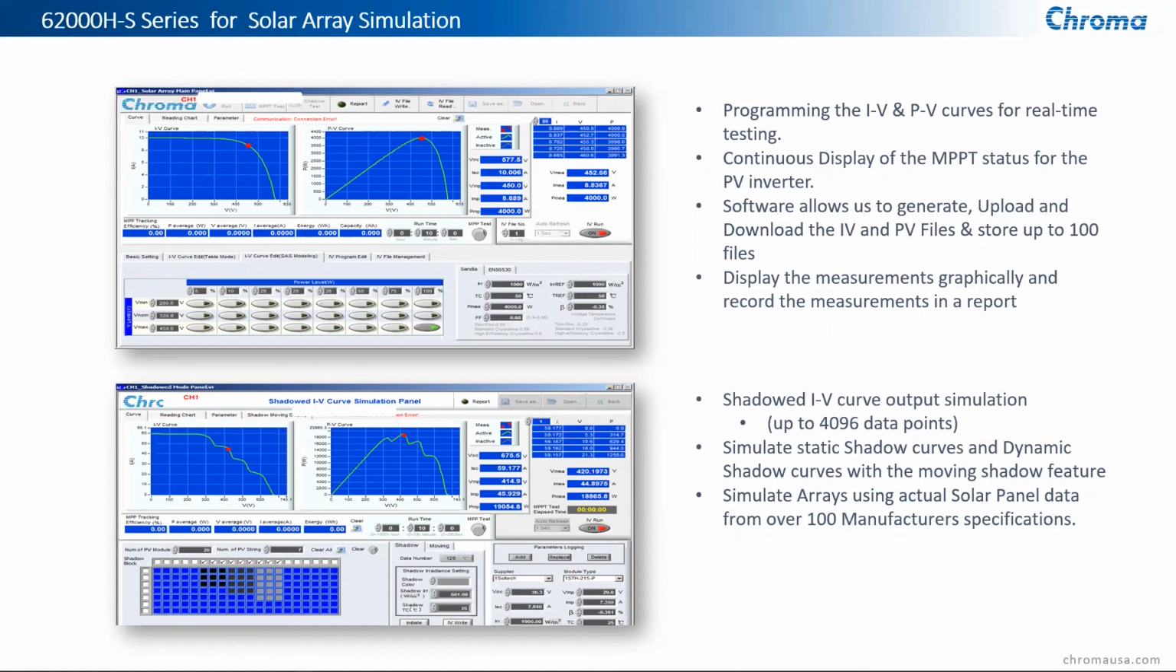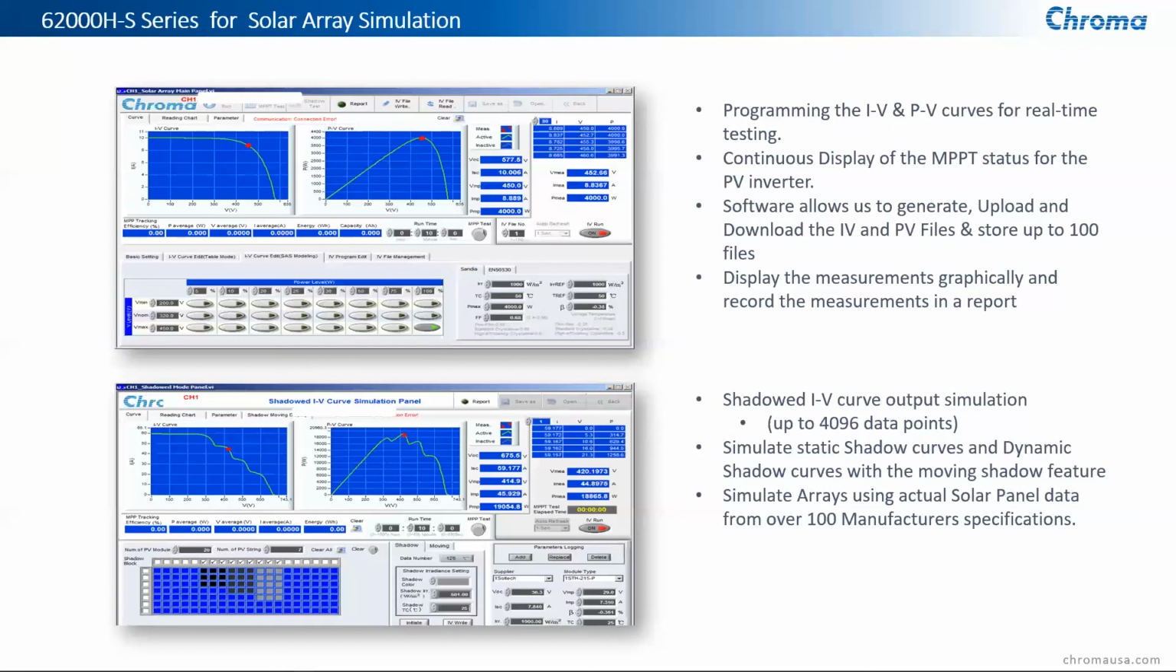Once you've done that, we load it into the memory internal to the actual 62000H power supplies, and from there the output will then react when loads change directly as you see it on that curve. So the voltage will change based on the different load. You'll also be able to track your PV inverter's ability to find the maximum power point based on varying inputs, and that's the characteristic control of a PV inverter to do what's called maximum power tracking.